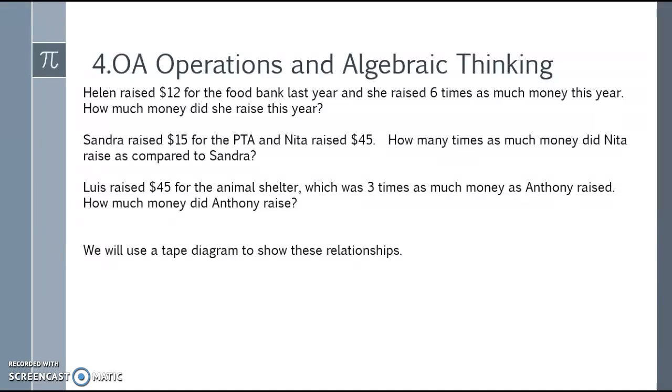Helen raised $12 for the food bank last year, and she raised 6 times as much money this year. How much money did she raise this year? Sandra raised $15 for the PTA, and Nita raised $45. How many times as much money did Nita raise as compared to Sandra? Louie raised $45 for the animal shelter, which was 3 times as much money as Anthony raised. How much money did Anthony raise? We're going to use tape diagrams to show these relationships individually.